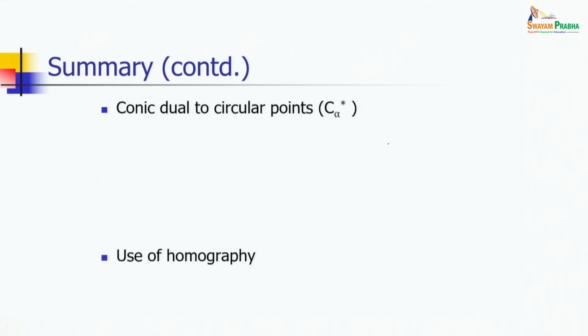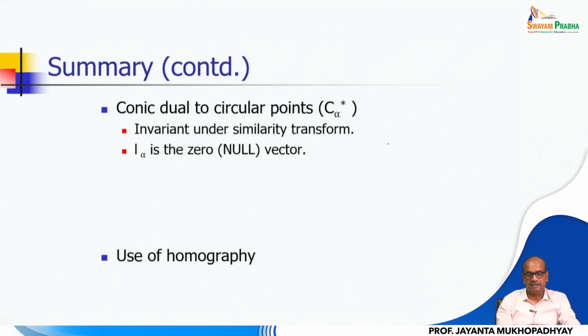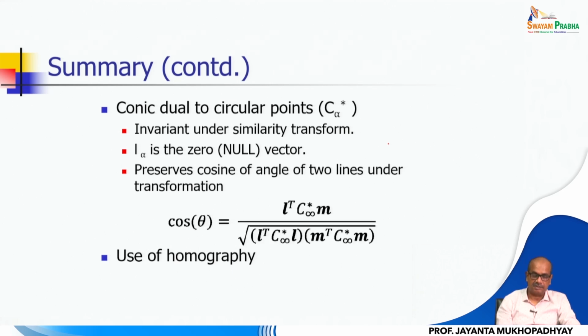The conic dual to circular points is an interesting concept, particularly when we are trying to estimate the angle between two lines and also performing the rectification process. First, it is invariant under similarity transform, then the line at infinity is a null vector of this conic dual to circular points, or conic dual at infinity, and it preserves the cosine of the angle of two lines under transformation. So, this was the expression that we have considered.